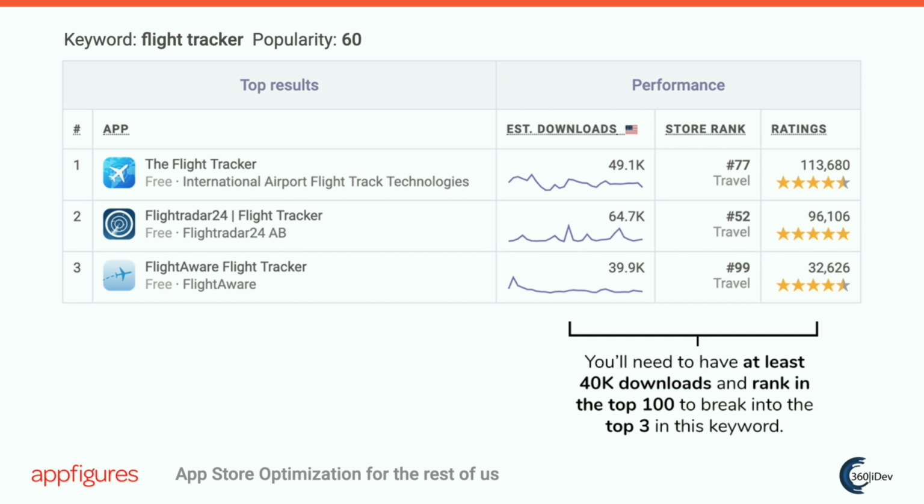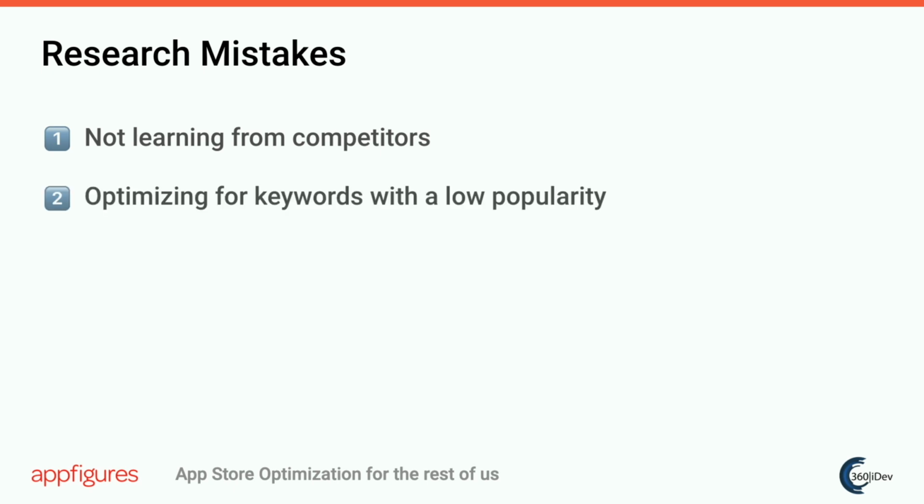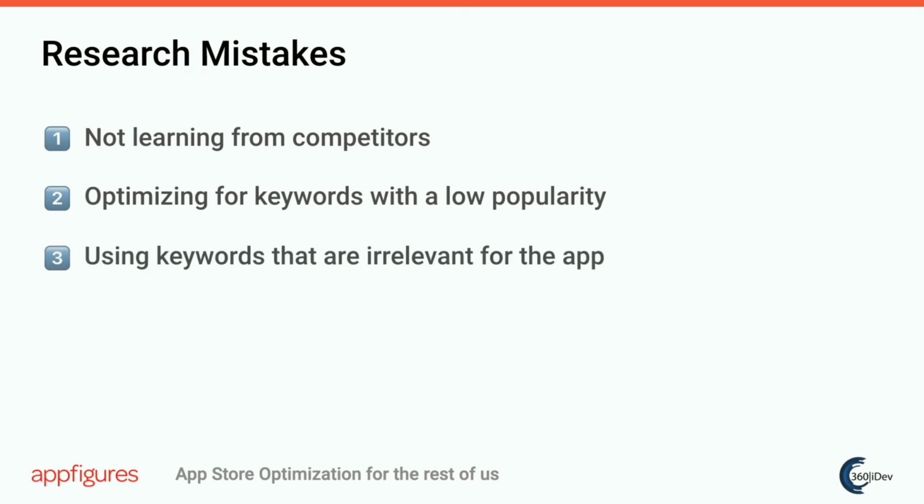Research mistakes. Not learning from competitors. I said that competitors are important and you have to look at them, because they might do or try something that you haven't thought of. Always look at them. We talked about optimizing for keywords with low popularity and how that can really impact your overall number of downloads, especially if you're changing something that works. That can be really disastrous. We talked about using keywords that are irrelevant.